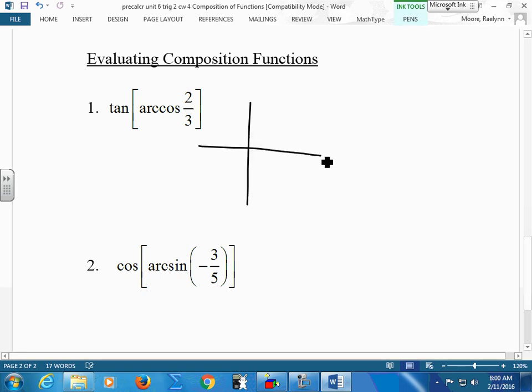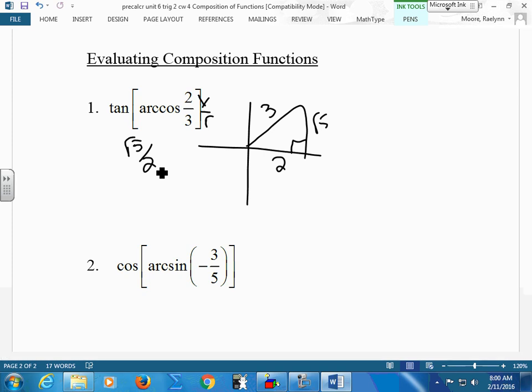Okay, so let's see. So you put it here, and you said this is x over r. So 9 square root of 5. So you got the tangent is radical 5 over 2. This makes more sense than this. But that's exactly what you did. But you had to do this first. Okay, do the next one.